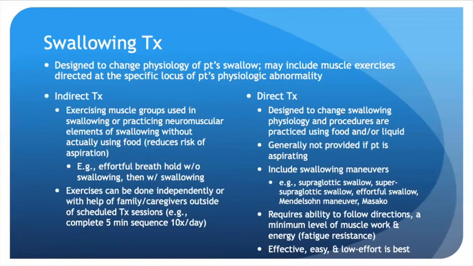Okay, so swallowing therapy is designed to change the physiology of the patient's swallow. This can include muscle exercises directed at the specific locus of the patient's physiologic abnormality. Therapy can be indirect or direct. Indirect therapy is exercising muscle groups used in swallowing or practicing neuromuscular elements of swallowing without actually using food. This reduces the risk of aspiration.